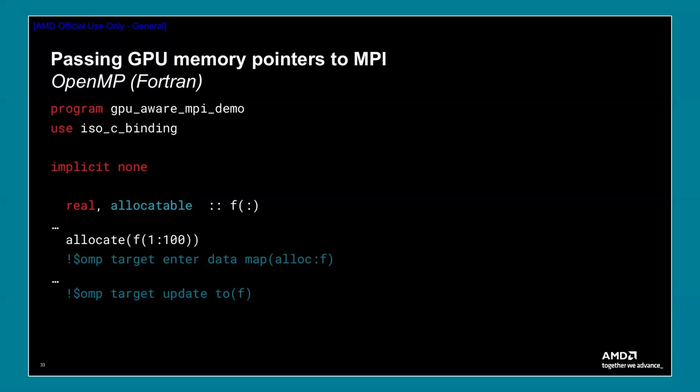So that one statement there is going to open up a data region, which means anywhere in between this target enter data and a target exit data further down in our code, F will be resident on the GPU. There's going to be a device pointer for that. When you're inside of those kinds of regions, you can use OMP target update to and from to move data from host to device and device to host.